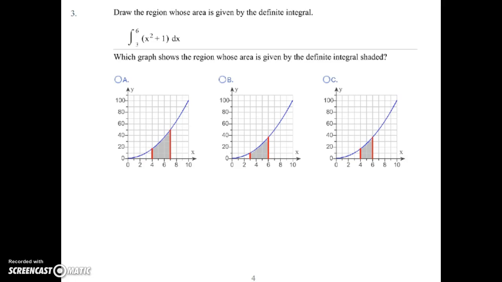So, for example, on the prep quiz, if you see a problem that asks you to draw the region whose area is given by the definite integral, in this particular case we've got the definite integral from 3 to 6 of x squared plus 1. So the function x squared plus 1 looks like this. And so the area under the curve from 3 to 6 is obviously going to be which one? This one. Here's 3, here's 6. So the area under the curve here is going to be the integral from 3 to 6 of x squared plus 1.